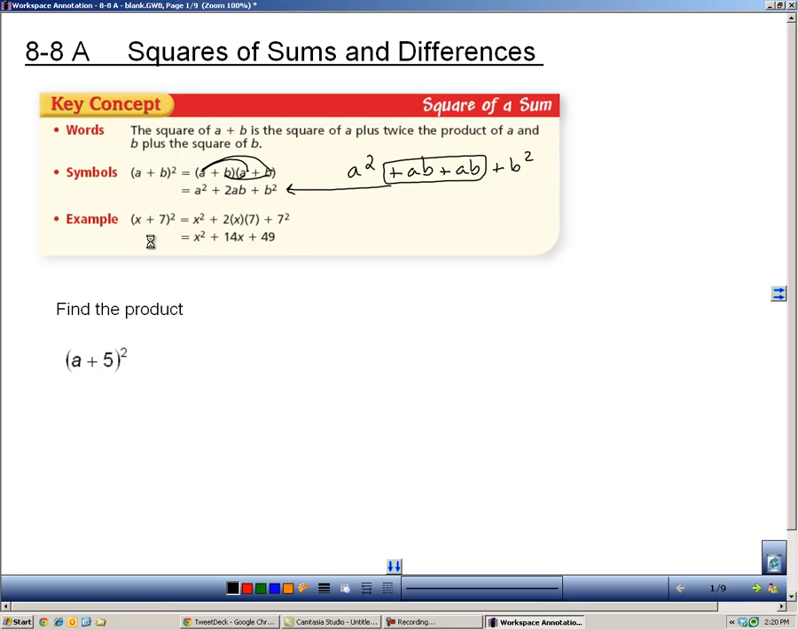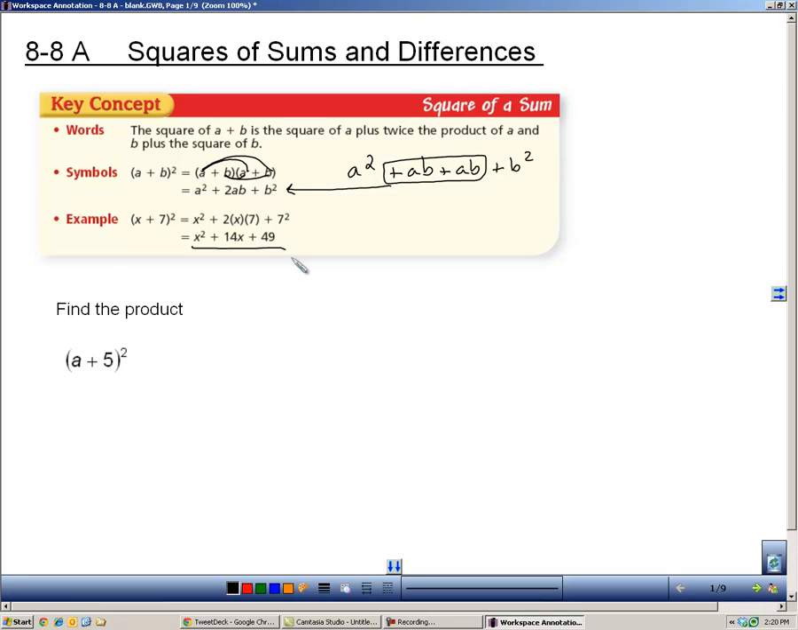Let's see how it works down here. You take the first term, in this case x, and you square it. That matches this one up here. You take the last term, in this case 7, and you square it, in this case 49. And the middle term is always going to be the number 2 times whatever the first term is, in our example x, times whatever the second term is, in our example 7. So 2 times x times 7 is x squared plus 14x plus 49.